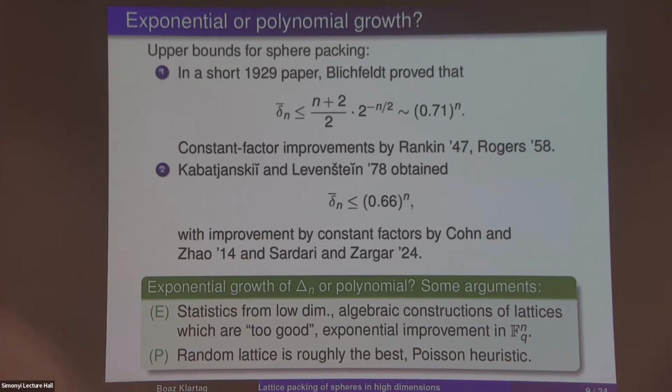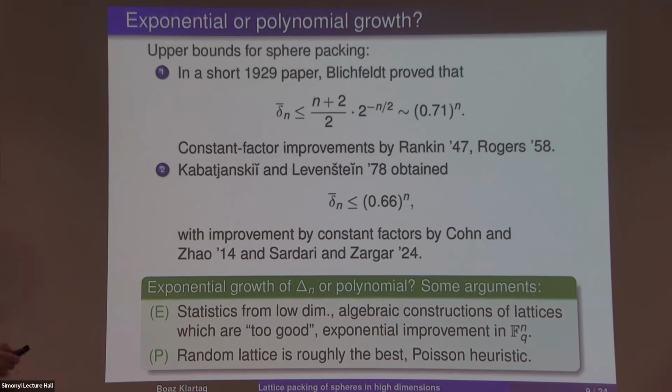Then there were constant factor improvements by Rankin and Rogers, and then Kabatiansky and Levenshtein improved the exponent. They got 0.6 to the n, not 0.71 to the n. And then there were improvements by constant factors by Cohn and Zhao and by Sardari and Zargar. But you can see that there is still a huge gap between the upper bound and the lower bound in this problem. The upper bound is 0.66 to the n, the lower bound is 0.5 times some correction. I have no opinion about delta bar n, but about delta n, it's an easier problem.